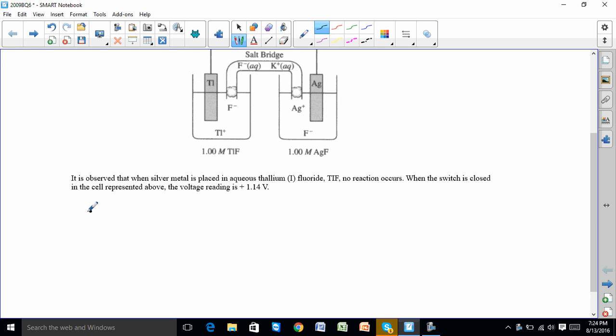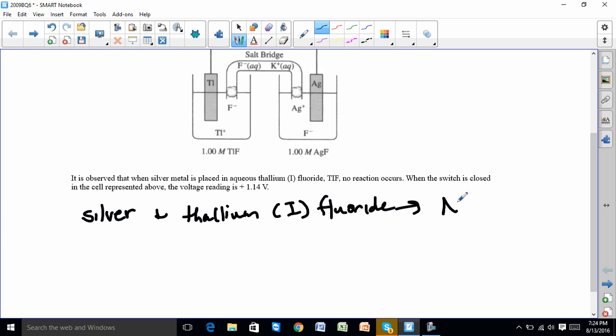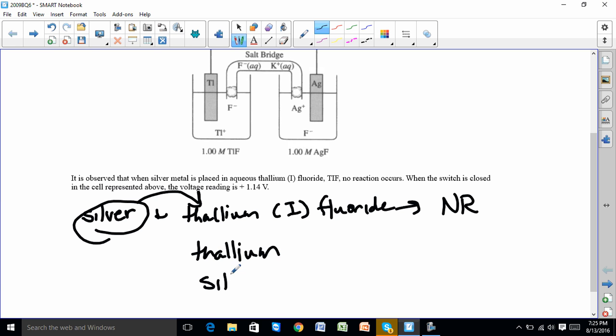Okay, now here's what you need to know. When silver metal is placed in thallium 1 fluoride and there's no reaction, what that means is silver cannot kick out thallium. Or in an activity series, thallium is on top of silver in the metal activity series. I'm going to come back and talk about what that means.